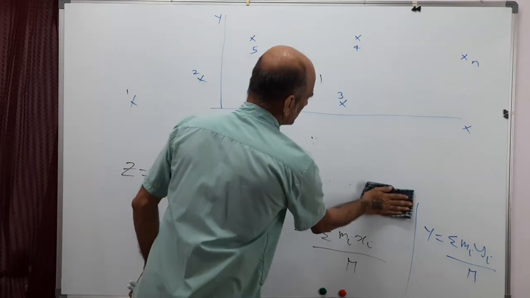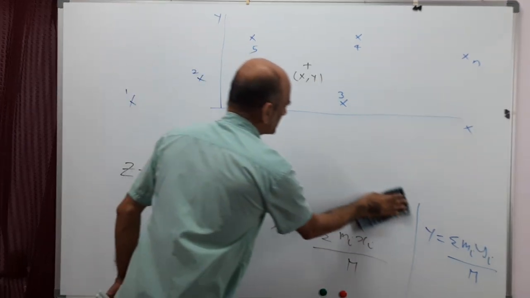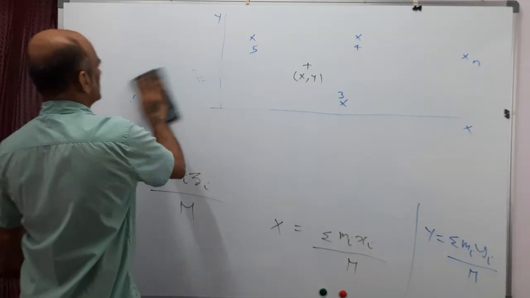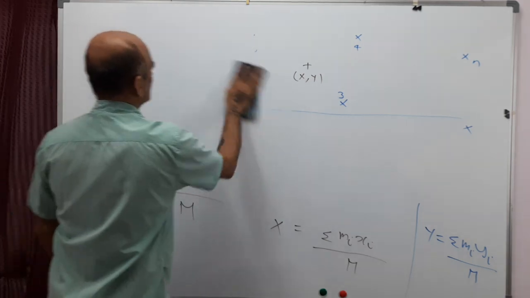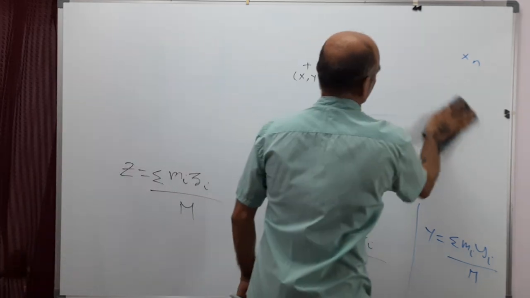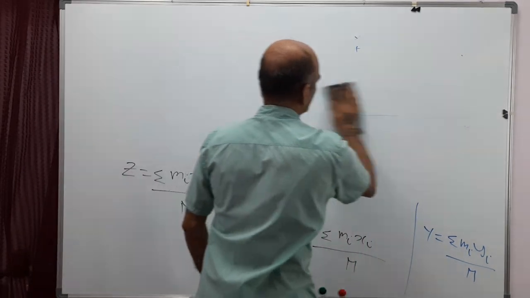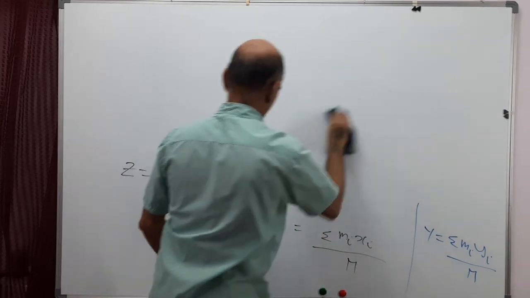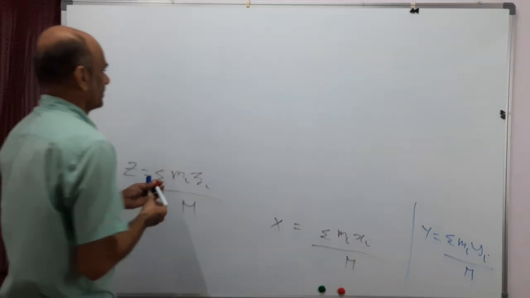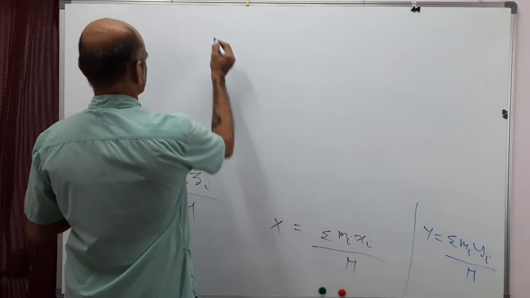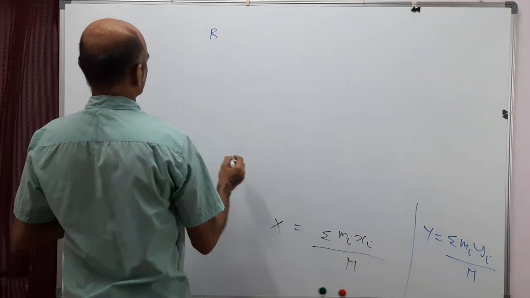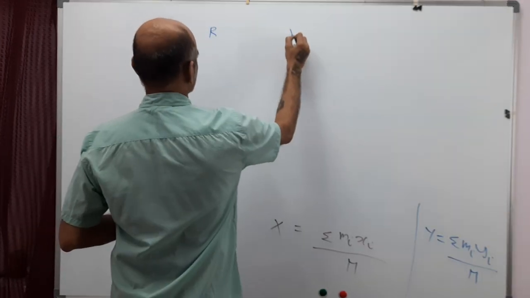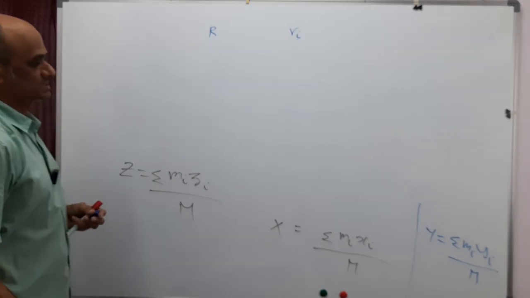This is in general for n point masses distributed in space. It's not restricted to a line or a plane. It can be distributed anywhere in space. So these three formulas we can combine and write as the position vector of center of mass, capital R, is related to the individual position vector of the individual masses.